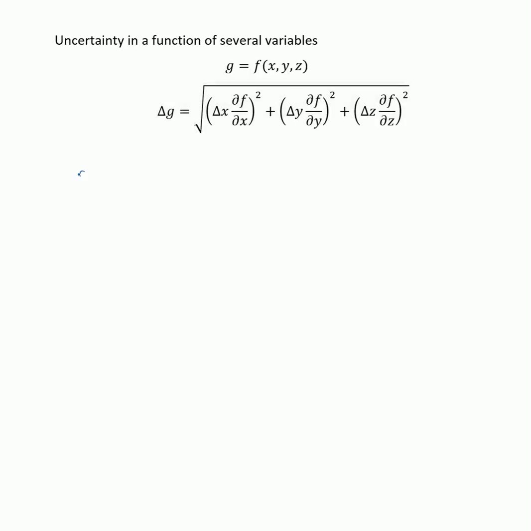Now, the partial derivative is just like the normal derivative. The only difference is that when you use a partial derivative, you treat the other variables as if they're constants. We're going to do a couple of problems to show you how this all works out.